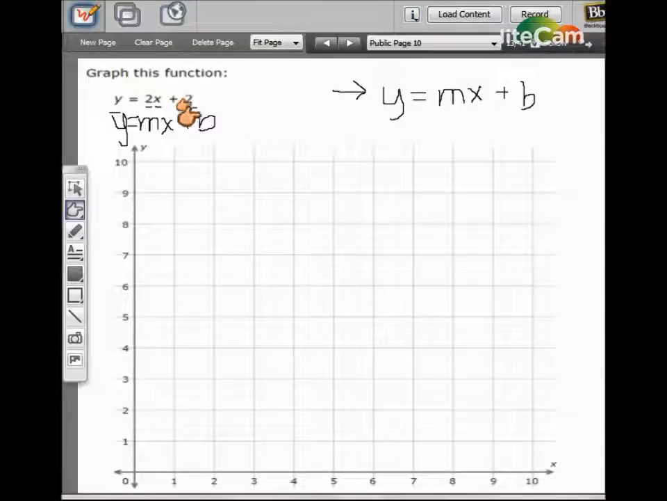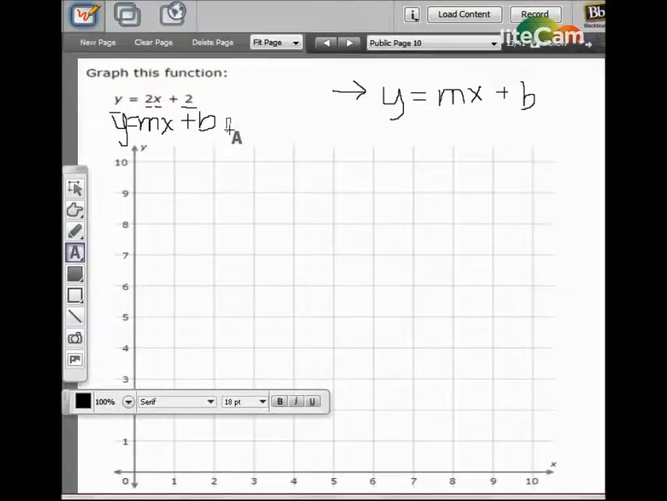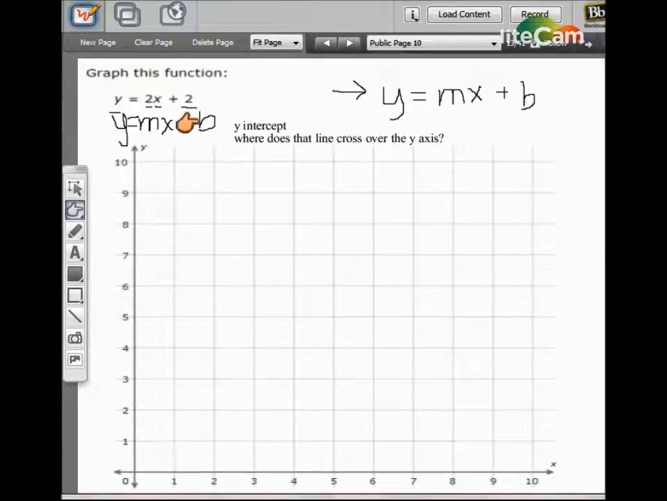What does b mean? Some of you remember b is the y-intercept, a fancy word for where the line crosses over the y-axis. My typing's terrible today, but it means y-intercept, or where does the line cross over the y-axis, or the y-line. That's what our b means. So we see that our b is the y-intercept. It's where it crosses over the y-axis, and our b is 2. So we're going to make a point right at 2 on the y-axis.